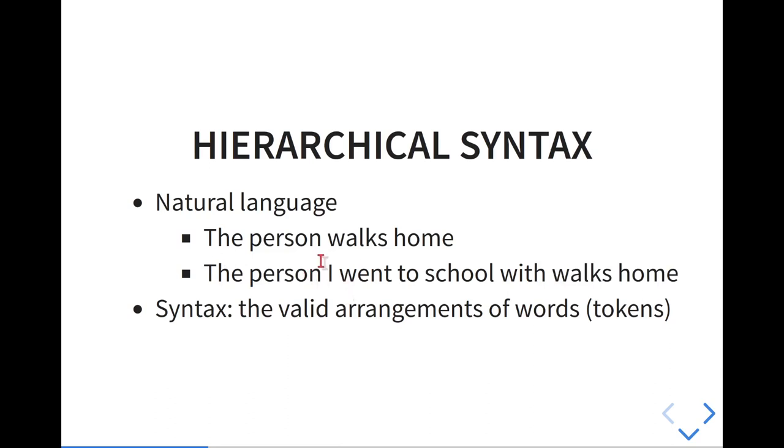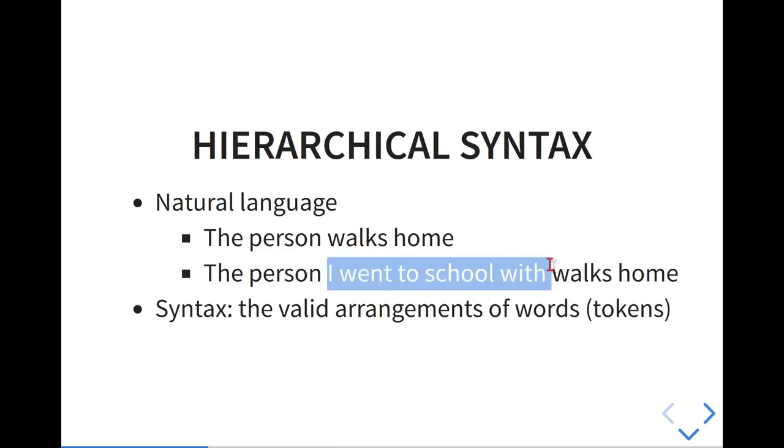But we've got some extra words in here. And so, what's the meaning of these words? It's basically almost another sentence, "I went to school with," or a clause. So what is that referring to in this sentence? The person. They said it instantly. You knew immediately that this refers to the person. And what is the person doing? Walking home, right?